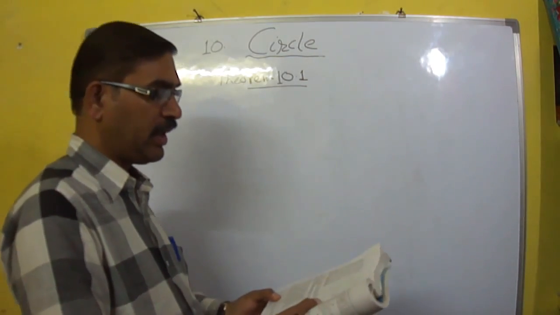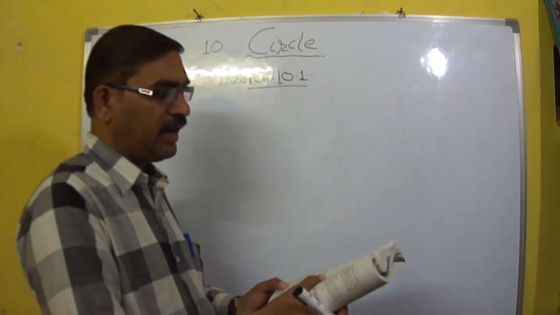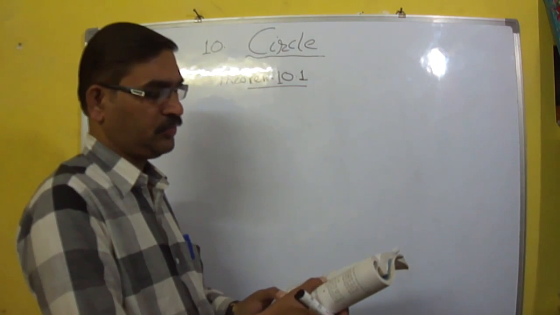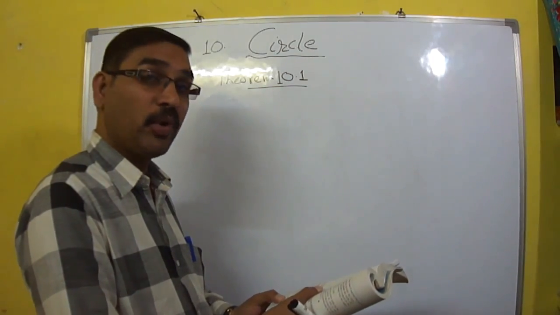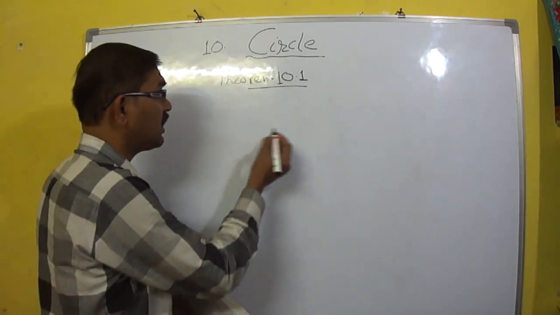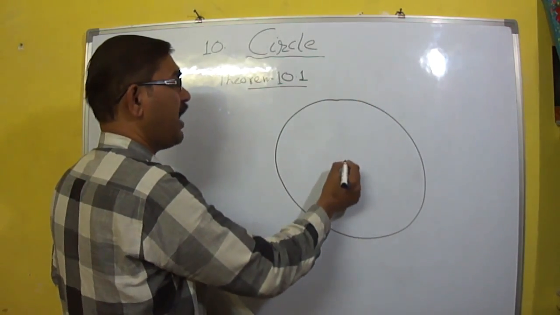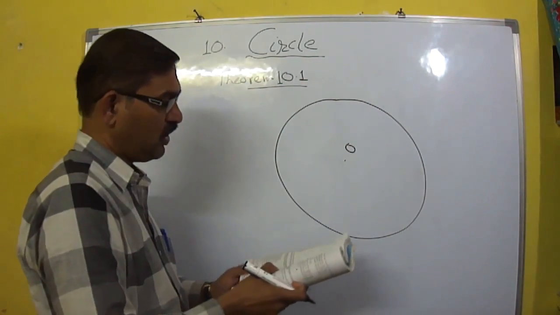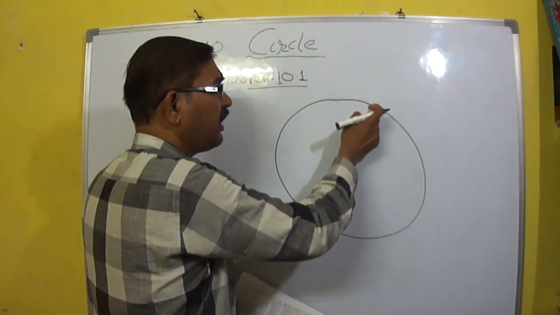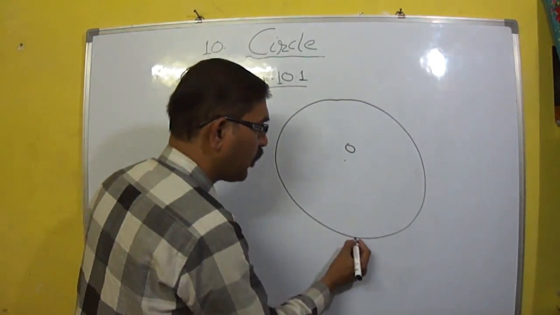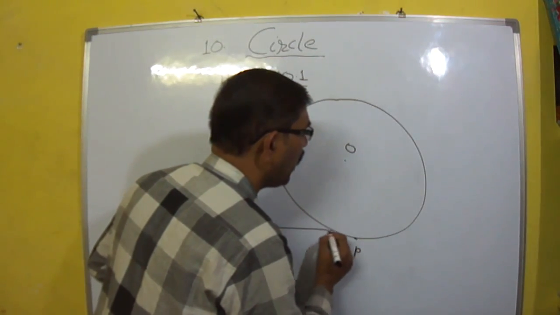तो नाउ कम्स टू द पॉइंट ऑन थ्योरम. व्हाट इज द थ्योरम 10.1? The tangent at any point of a circle. Here is given that tangent at any point of a circle. First we have to draw a circle. This is a circle having a center O. You can take any point on this circle. Suppose I will take this point P. At this point we have to draw a tangent. Okay.